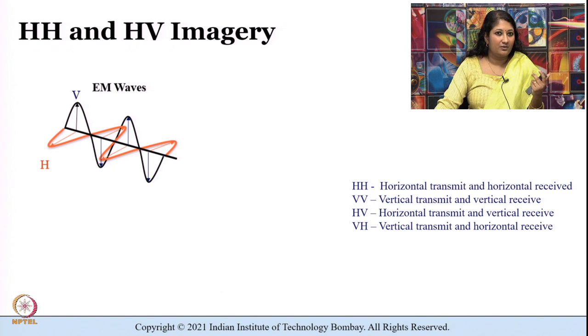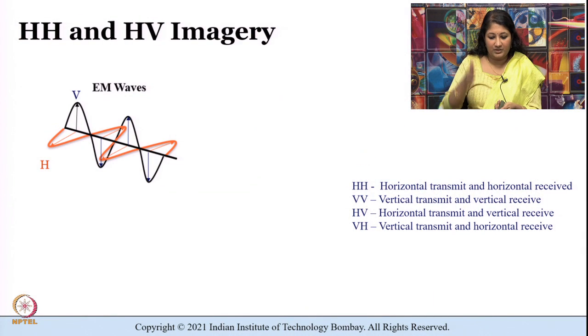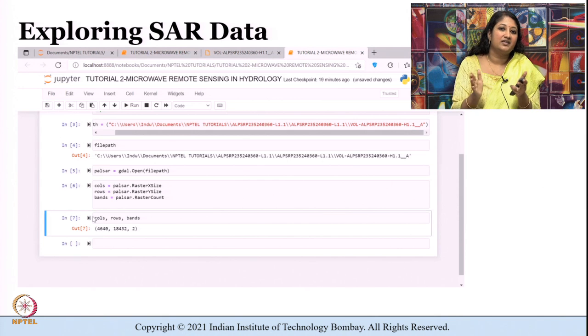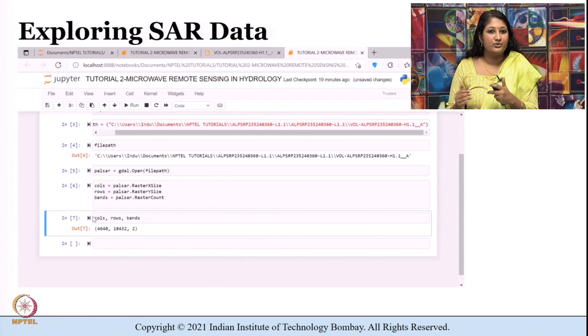In this context, there are some common terminologies, like HH, which means horizontally transmitted and horizontally received, and VV, which means vertically transmitted, hits the target and then is vertically received. We have HV polarization and VH polarization, where H stands for horizontal and V stands for vertical. Okay. With this background, let us try to separate the HH and HV bands of the ALOS PALSAR data using the GetRasterBand command. A few more commands we'll understand as we proceed in the tutorials.